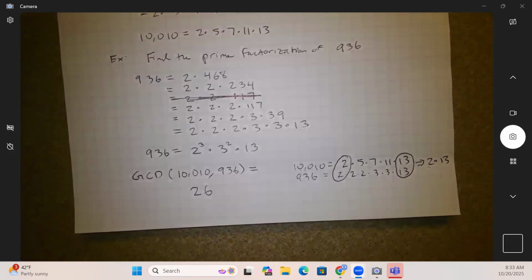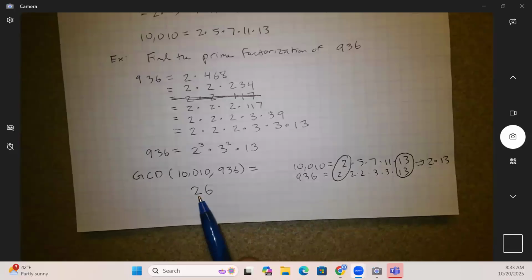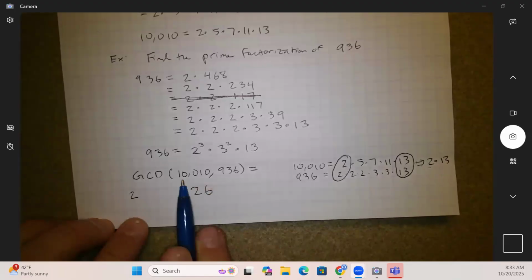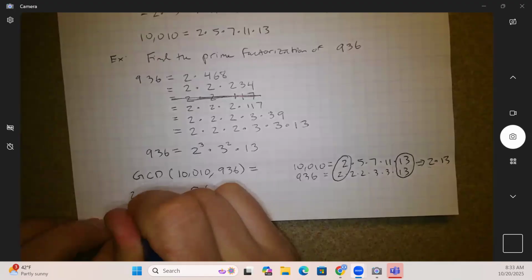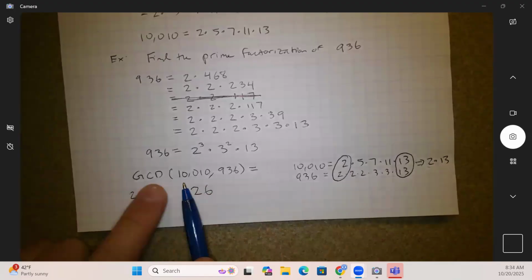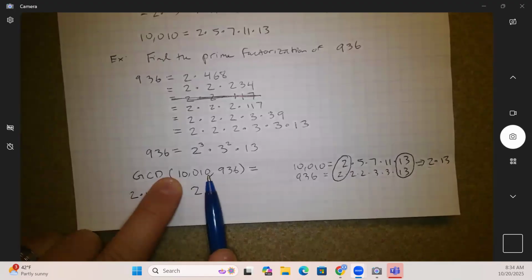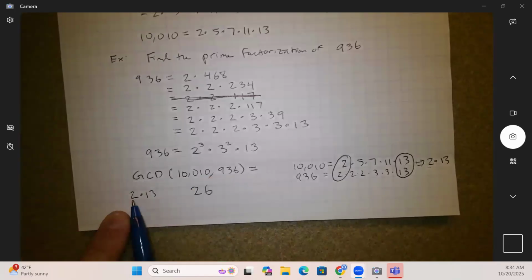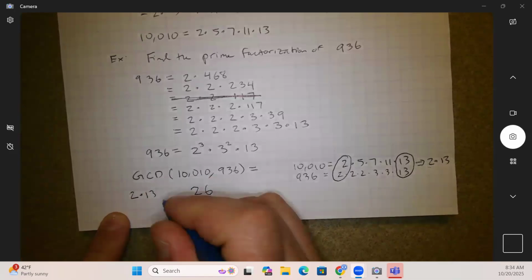How do we have to multiply them together? This part here. So I know that 2 times 13 can divide both 10,010 and also 936. So 2 is a divisor of both, and so is 13, but they're not the greatest divisors. How do we get the greatest divisor? By multiplying those 2 together. Yeah.